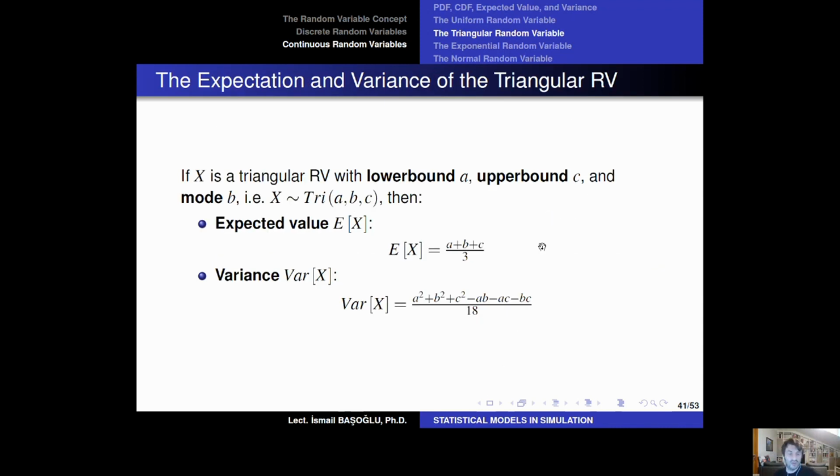The expected value of a triangular random variable would be equal to a plus b plus c over 3, and the variance would be equal to a squared plus b squared plus c squared minus the product of each dual combination of these 3 values. They are separately subtracted, and that value is divided by 18.